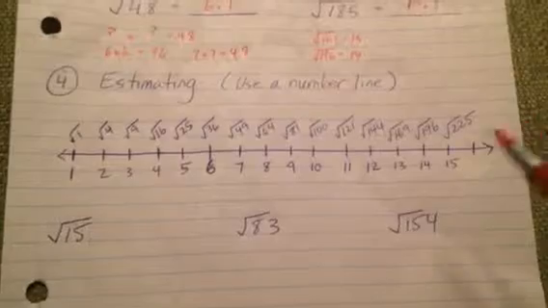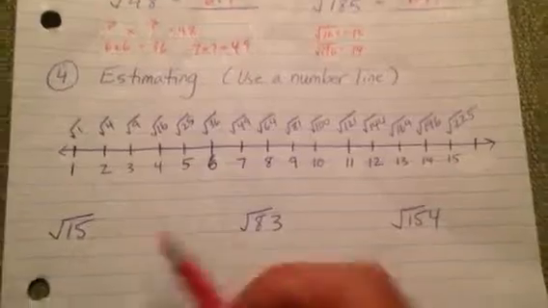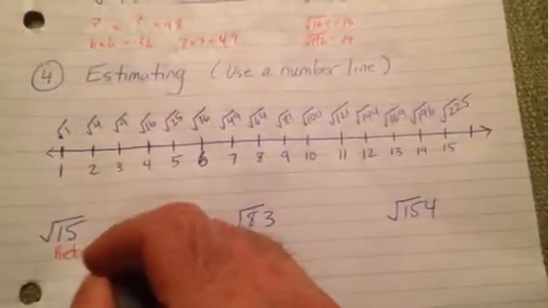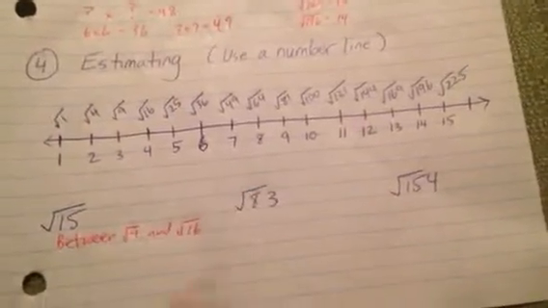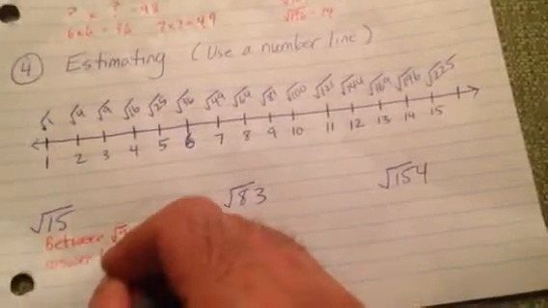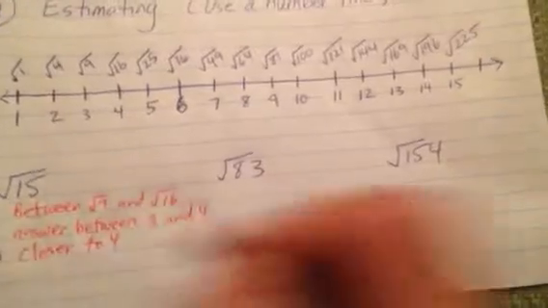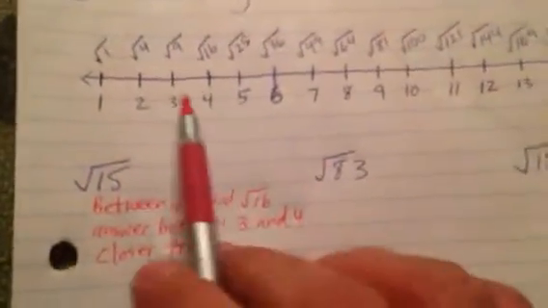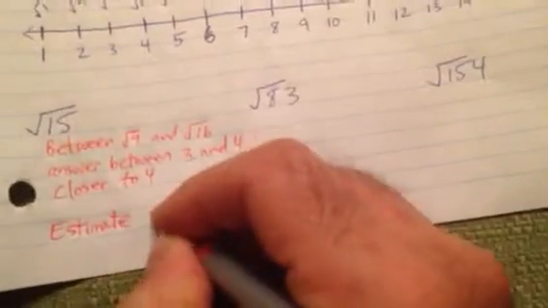if I was to estimate square root 15. So when I look at square root 15, I know it's between here and here. I know it's between the square root of 9 and the square root of 16. So in other words, I know that the answer is between 3 and 4. But I know it's closer to 4, right? I know it's between 3 and 4, but 15 is so close, so I'm going to guess 3.9 is your estimate, right? And that's kind of how you estimate and show all your thinking.